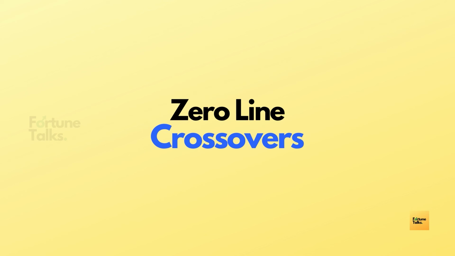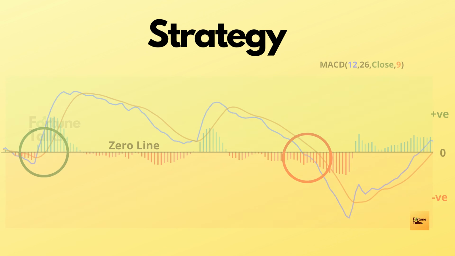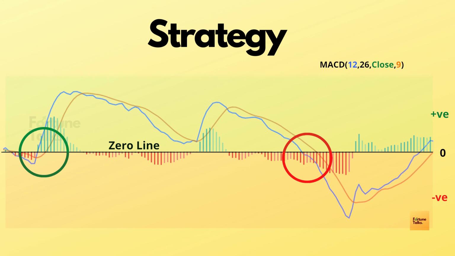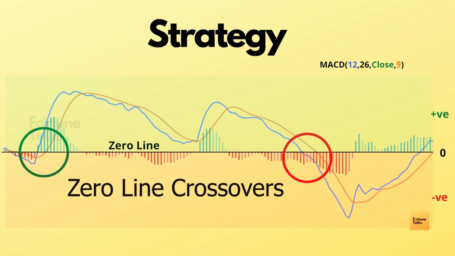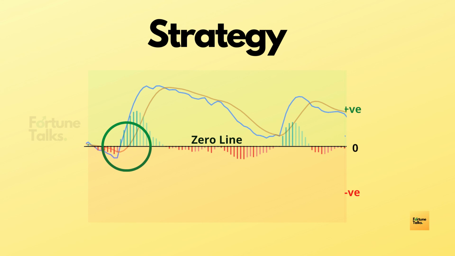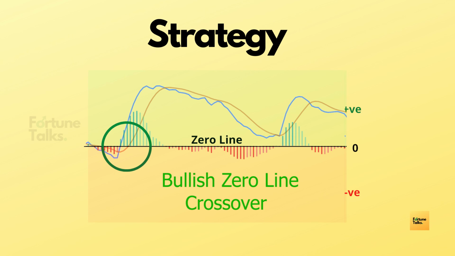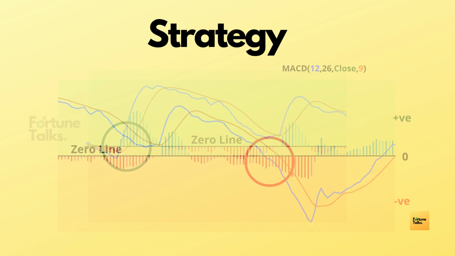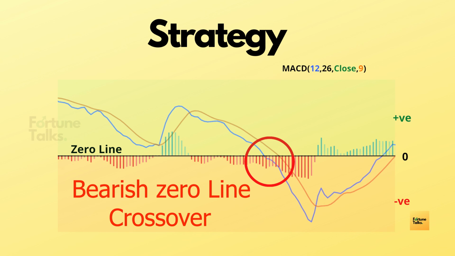The second strategy we will be discussing is the zero line crossover. Zero line crossovers are very similar to signal line crossovers. Instead of crossing the signal line, a zero line crossover occurs when the MACD line crosses the zero line. That is, it either becomes positive or negative. The first type is the bullish zero line crossover, in which the MACD line crosses above the zero line and goes from a negative value to a positive value. The second type is the bearish zero line crossover, which occurs when the MACD line crosses below the zero line and goes from a positive to a negative value.